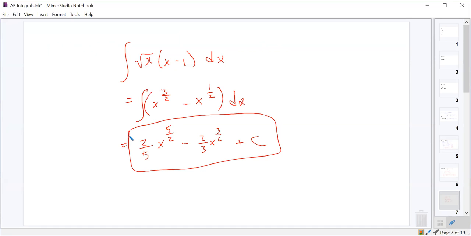Everybody good with that? So if you see an expression like that where it's got terms inside of it that are being multiplied together, you're going to need to distribute them through. Everybody good with that? Anybody have any questions on any of the integration that we've been doing at all?